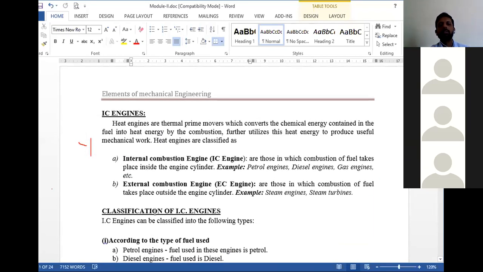Right? So this is about the turbines that we have. Any doubts with these turbines?